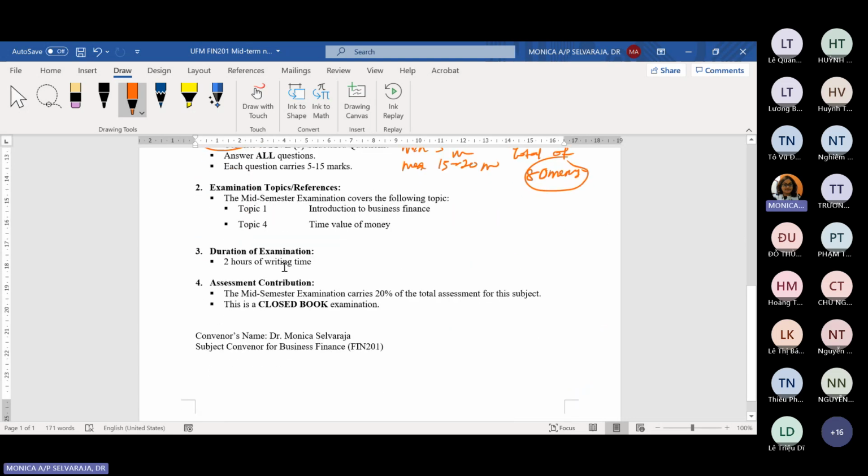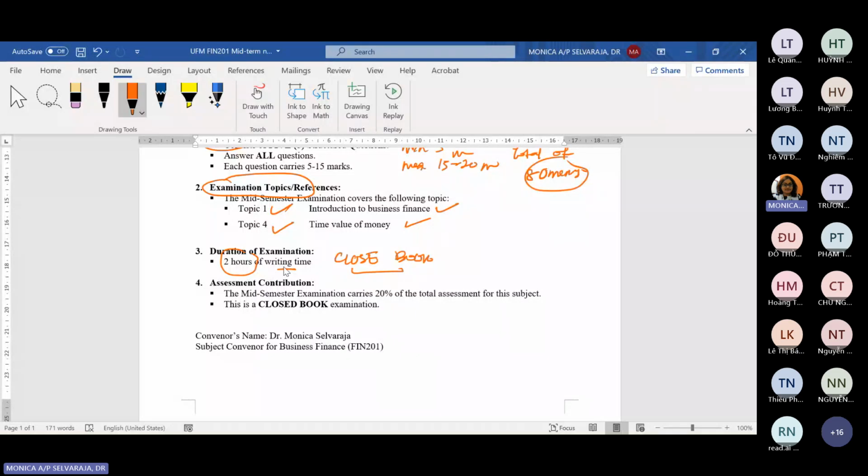Then you will be given 2 hours to write the exam. This is a closed book. You have to be physically present at the examination venue, where they will give you the questions and you write the answer. The topics that we are going to cover are topic 1 to topic 4. Topic 1 is introduction. Topic 4 is time value of money.